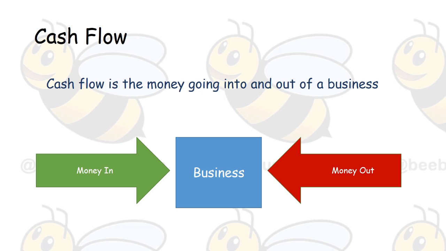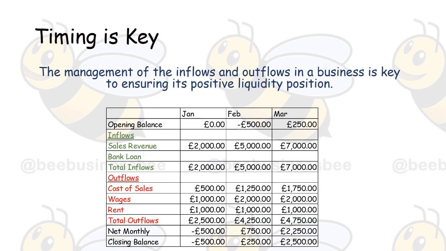Remember, a cash flow forecast is a prediction of the money going into and out of a business, and a cash flow statement is the actual money that goes into and out of a business. So, cash flow is all about timing, and timing is key.